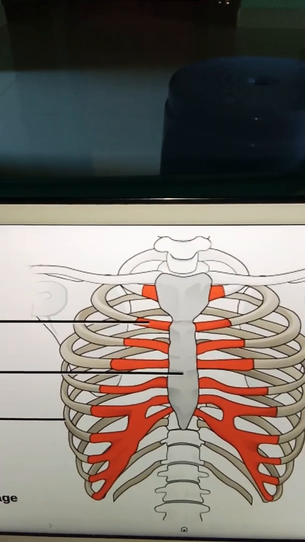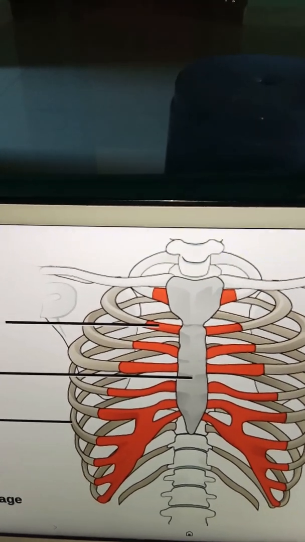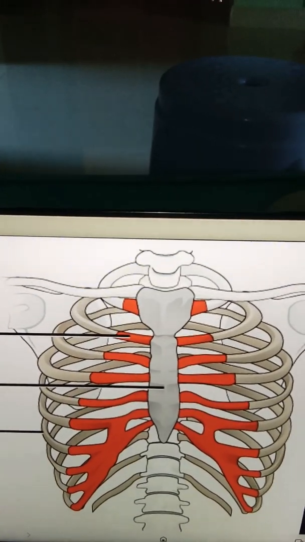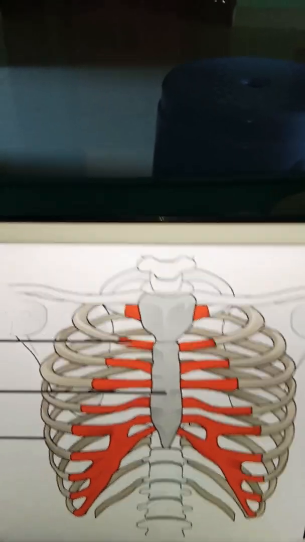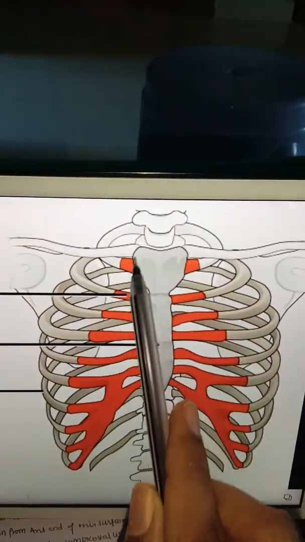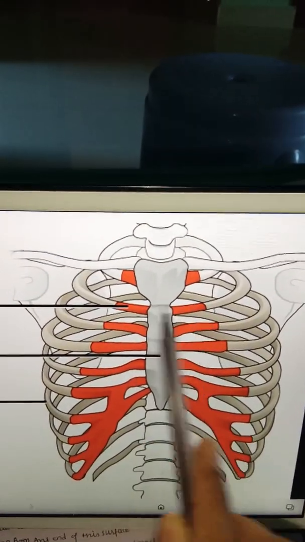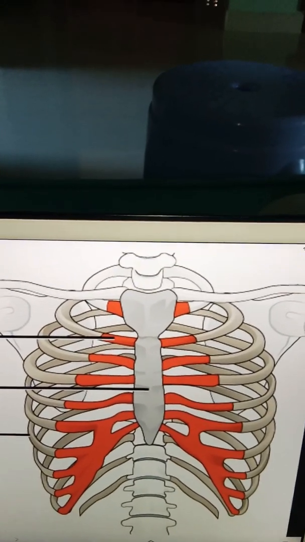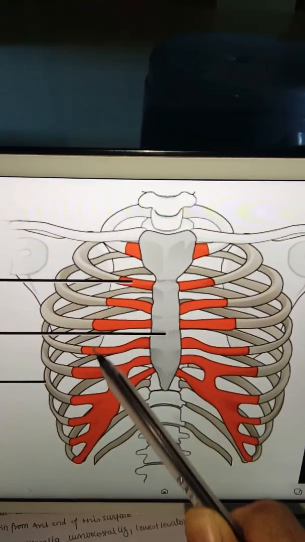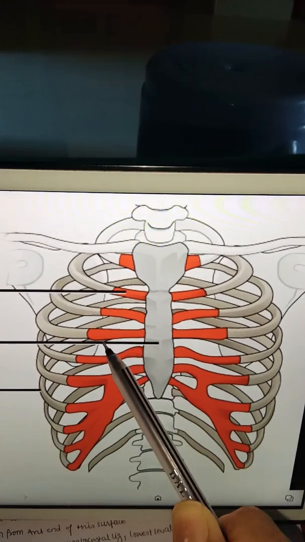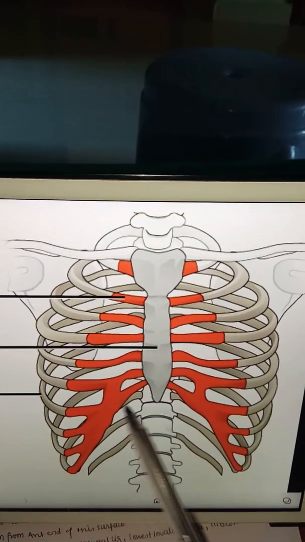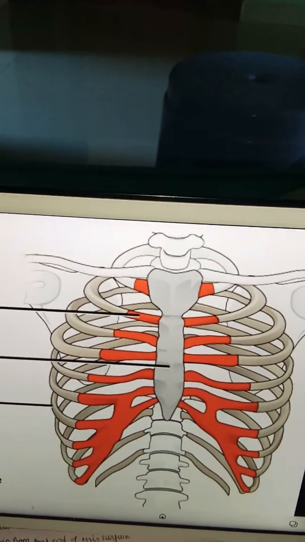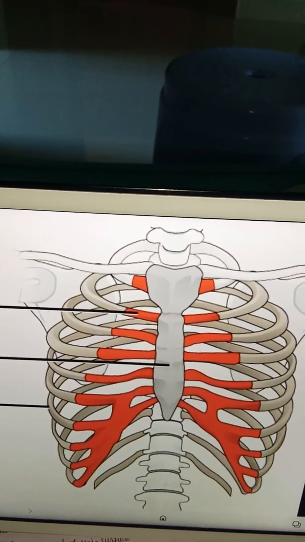But if you see the costal cartilages, costal cartilage 2 is horizontal. You can say exactly it's horizontal. Costal cartilage 2 is horizontal, and remaining all are angular. For example, you take 4, you can see they're angular. So remaining all costal cartilages are angular. So these are the positions of the costal cartilage.